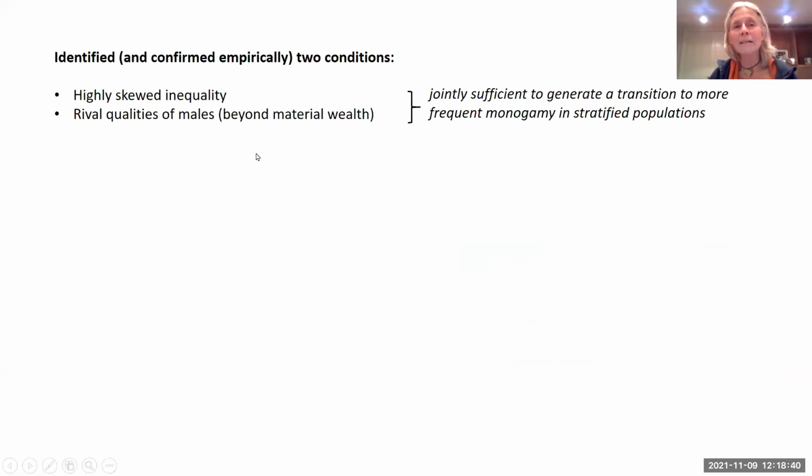So I've identified and confirmed empirically two conditions which jointly are sufficient to generate a transition to more frequent monogamy, even in highly stratified populations. So this was the polygyny paradox. And these are, just to repeat, highly skewed inequality and rival qualities of males beyond material wealth. And I just want to emphasize that we're not here trying to tell a story about exactly when or where monogamy emerged, but rather trying to identify the conditions under which monogamy might emerge.